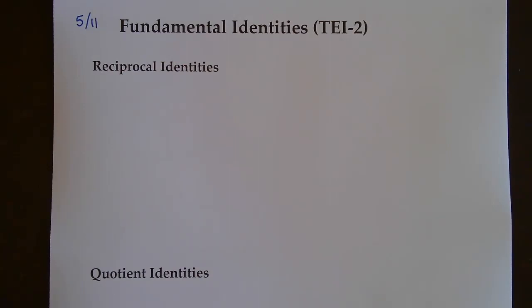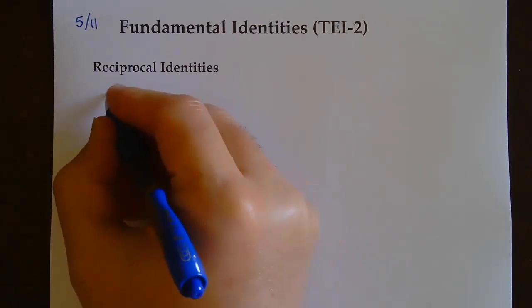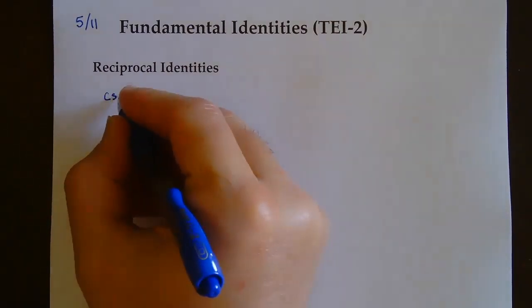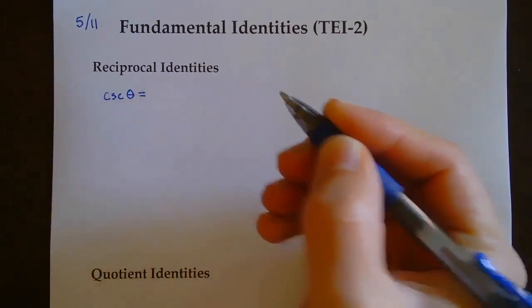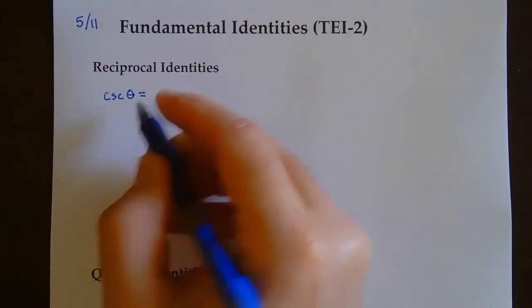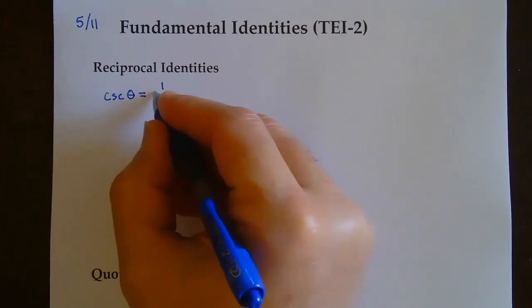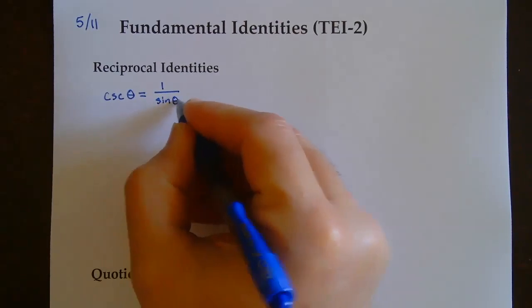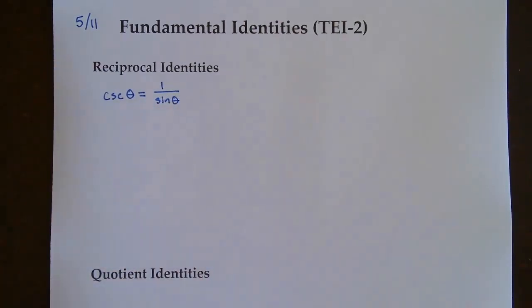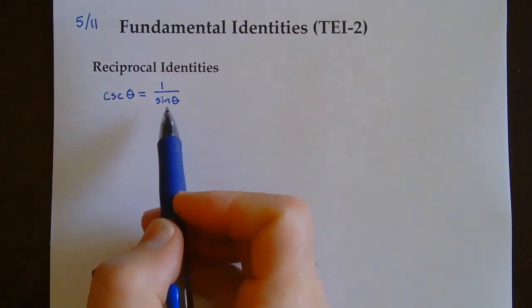The very first thing is there are 6 reciprocal identities that I want to go over with you, and you guys actually know these. One of them is this: cosecant of theta is the reciprocal of sine theta. So when we see cosecant theta, we can always replace that with 1 over sine of theta. These are equivalent statements. So cosecant theta is equivalent to 1 over sine theta.